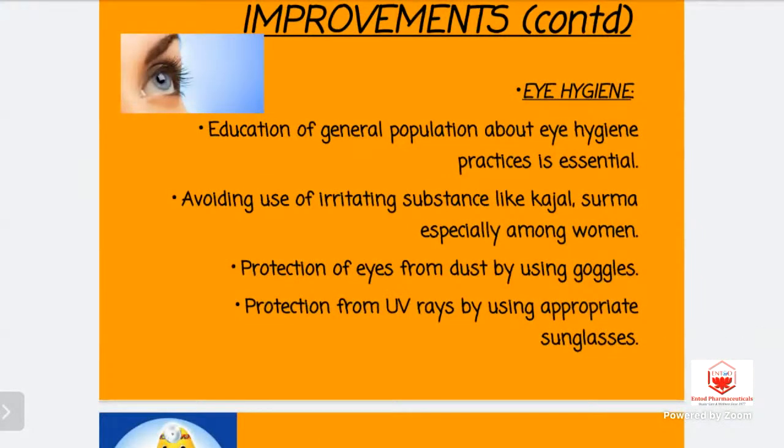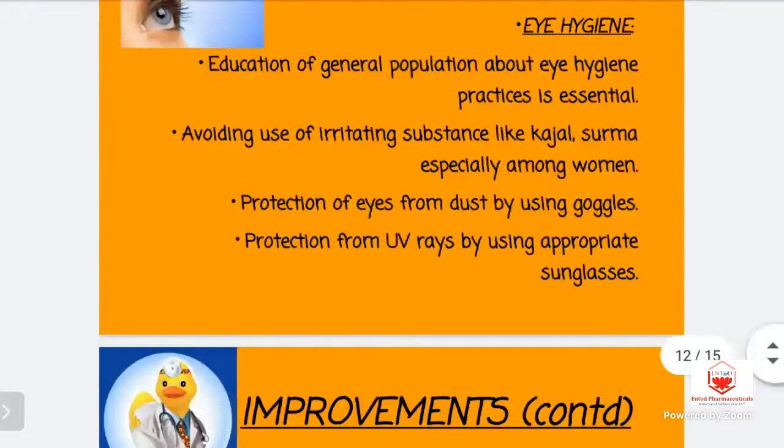Education for the general population about eye hygiene is very, very important. Many people do not know what eye hygiene is. For example, many people use a lot of irritating substances like kajal, surma, and all those things. These can cause damage to your eyes, and they do not know about this. So we need to educate the population. And also protection of eyes from dust by goggles and from UV rays by appropriate sunglasses.